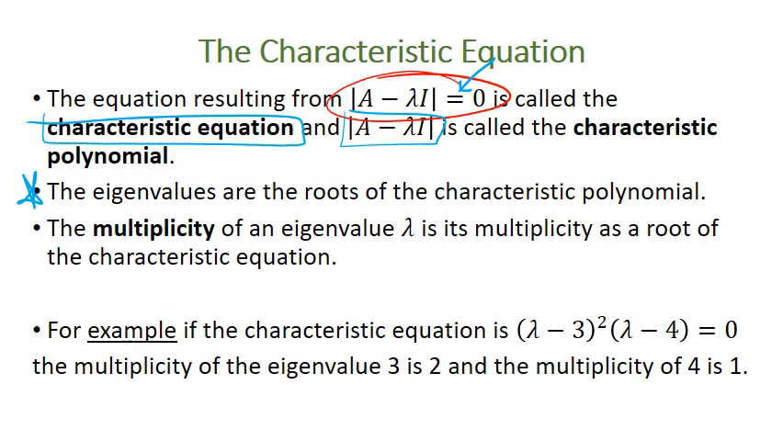Sometimes we have an exponent involved, so we talk about the multiplicity of the eigenvalue, which is the same as the multiplicity of the root. So for example, if this here is my characteristic equation, then lambda is equal to 3 and 4. Those are the eigenvalues, where this eigenvalue has a multiplicity of 2, and this eigenvalue has a multiplicity of 1.